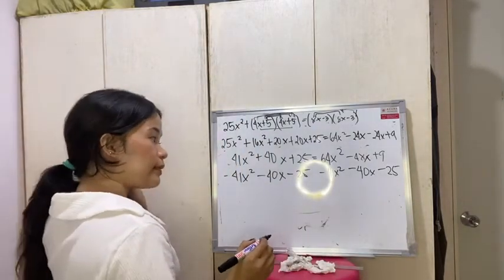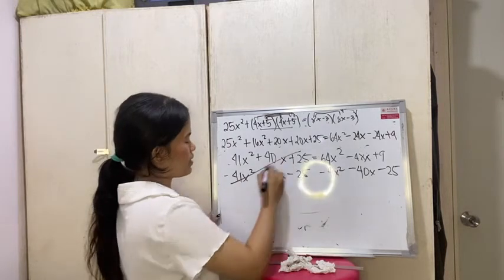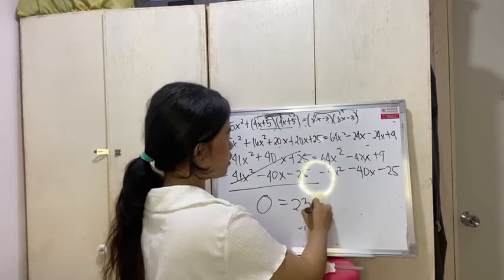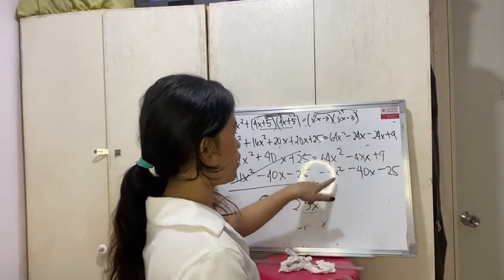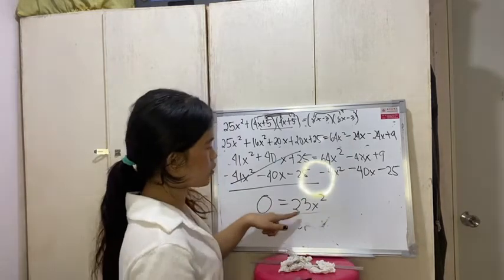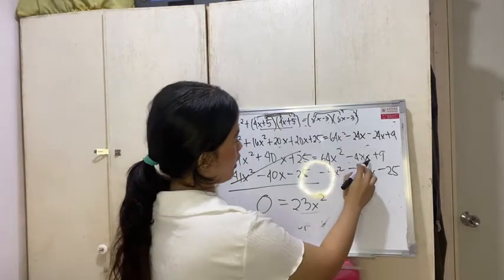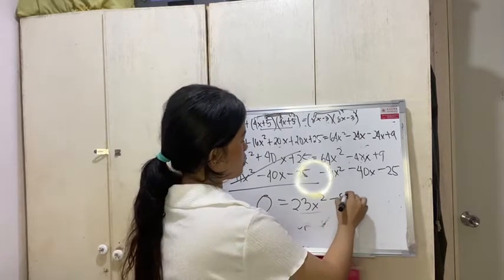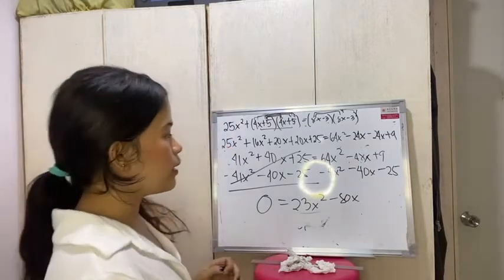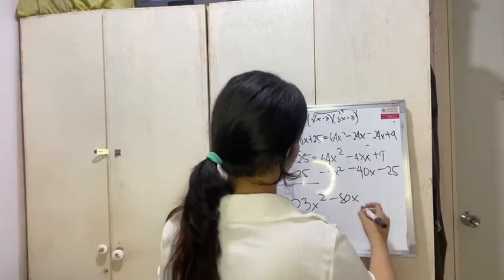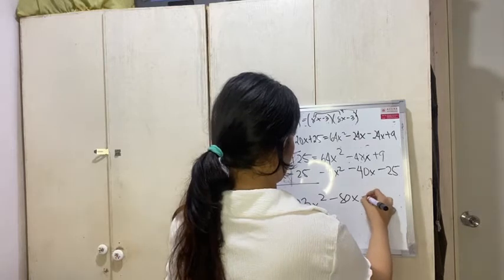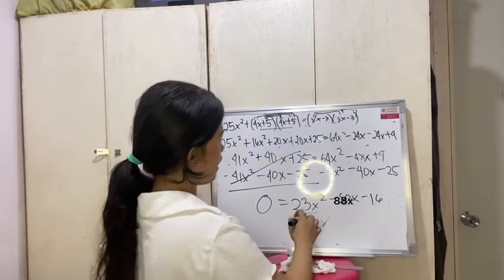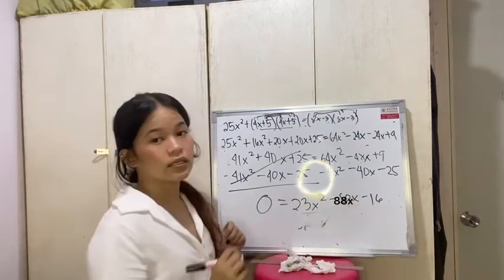So now we are going to cancel this out. This is equal to 0 equals 23x squared. 64x squared minus 41x squared is equal to 23x squared. And negative 48x minus negative 40x is equal to negative 8x. And 9 minus 25 is equal to negative 16. So now we have 0 equals 23x squared minus 8x minus 16.